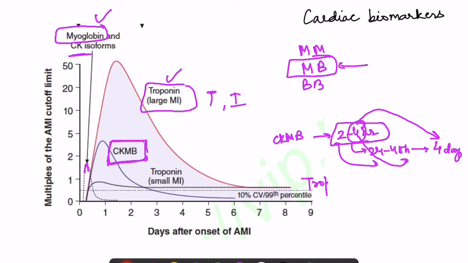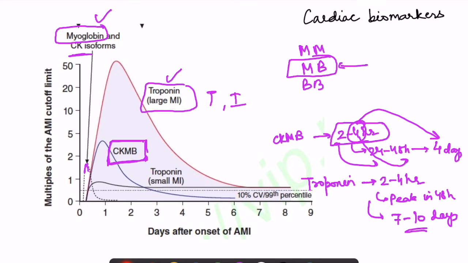Troponin on the other hand, troponin T and troponin I, again they rise in 2 to 4 hours, peak in 48 hours, 2 days, but they remain in circulation for 7 to 10 days.